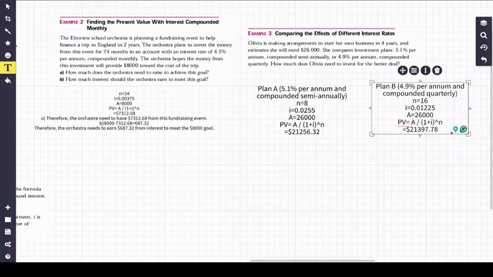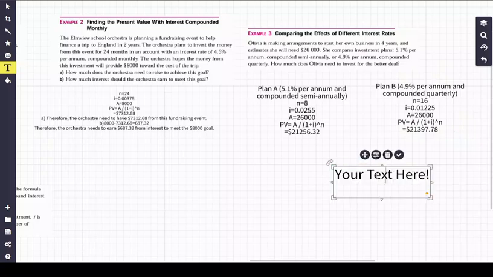Now, let's do the comparative analysis. Plan A requires $21,256.32 to start, and plan B requires $21,397.78 to start. We would rather the plan with the lower amount of present value. Therefore, plan A is a better choice for us as it earns more money.